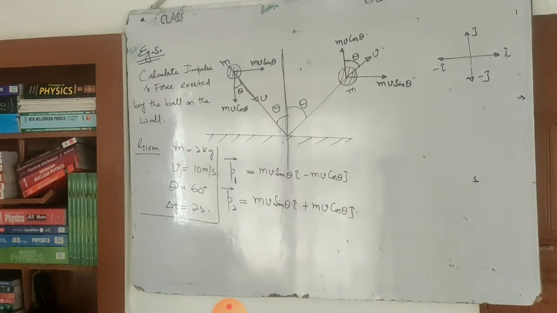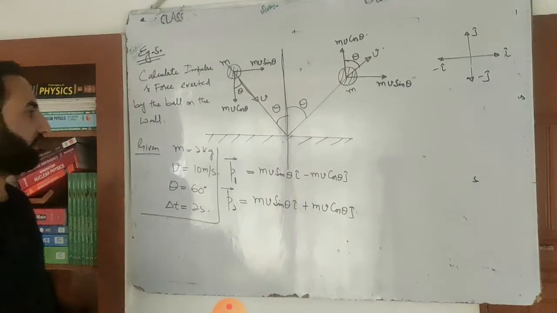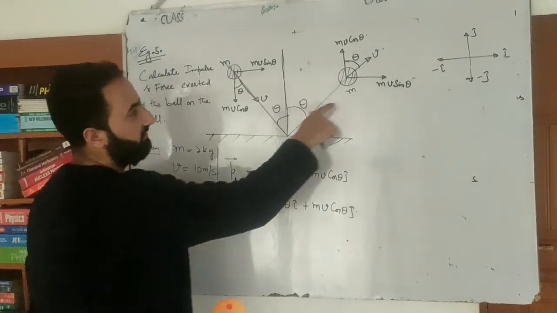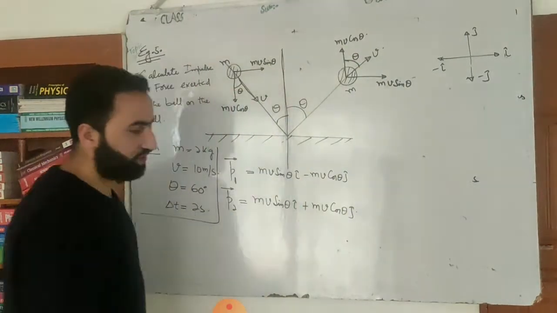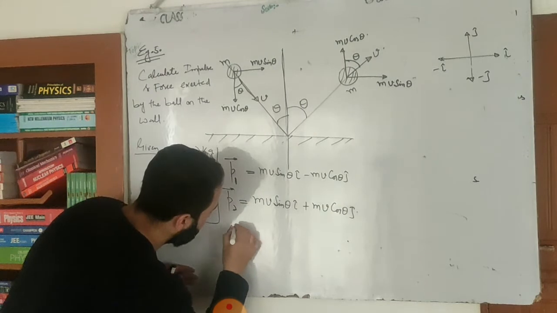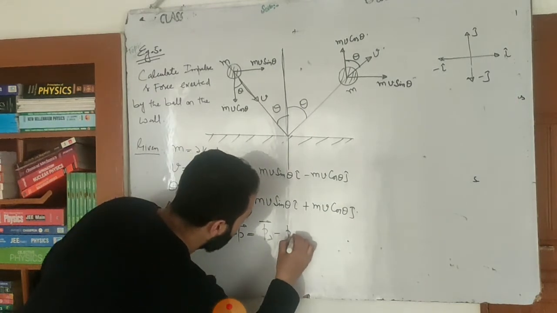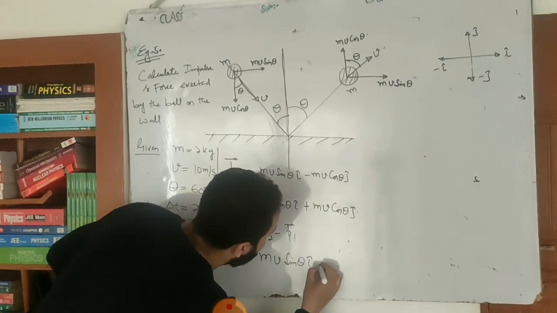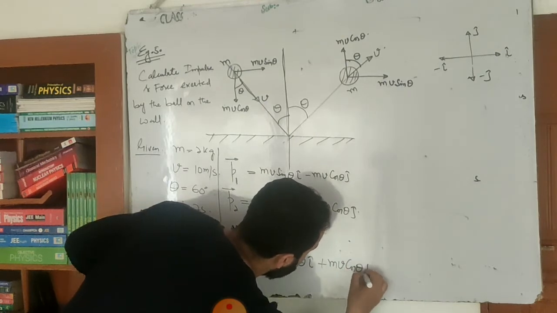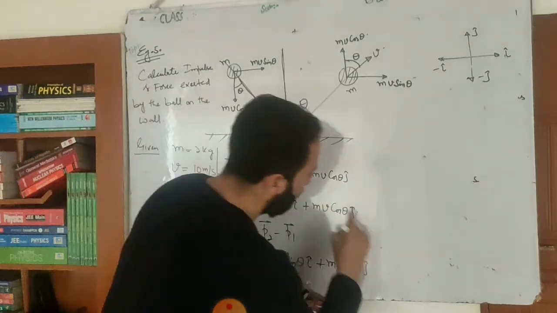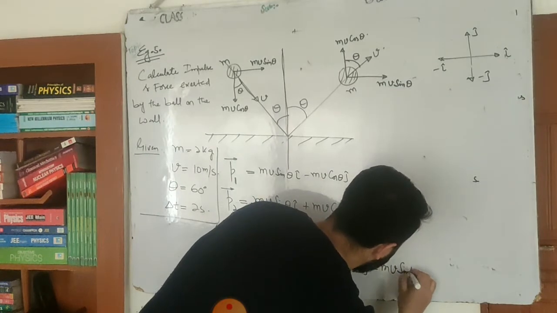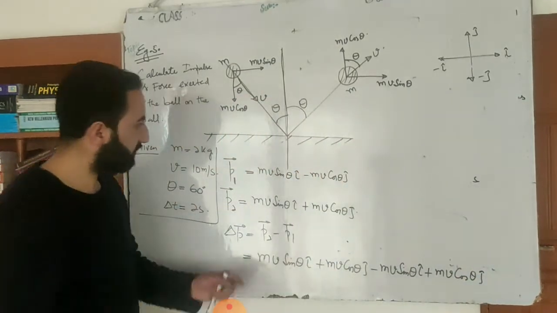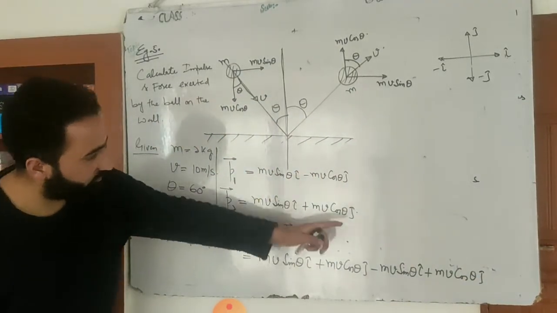So initial momentum is mv sin theta i cap minus mv cos theta j cap, and this is mv sin theta i cap plus mv cos theta j cap. Then calculate the change in momentum, delta p equals p2 minus p1. So p2 is mv sin theta i cap plus mv cos theta j cap, now the negative sign, so this will be negative, this will be positive, minus mv sin theta i cap plus mv cos theta j cap, right beta. Minus plus minus and minus minus plus.